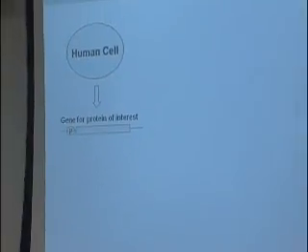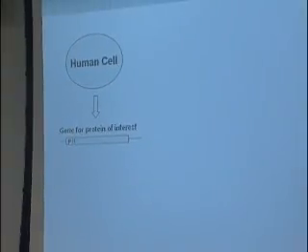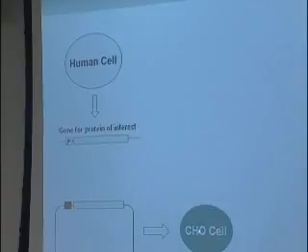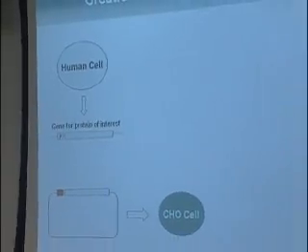All right, so this is where GlycoFi came in. Traditionally, we had human cells. There's some gene that we want to express. Let's, for example, use erythropoietin. We put that downstream of a promoter that we know the strength of. We put that into a CHO cell, and we make it.